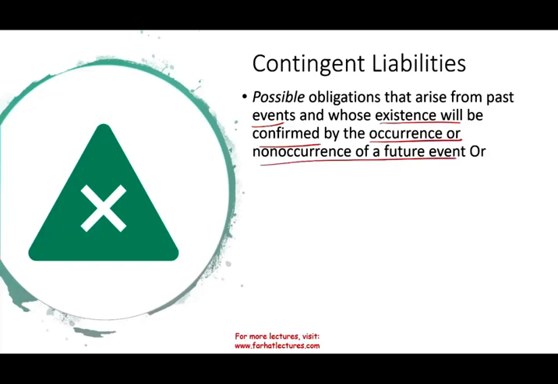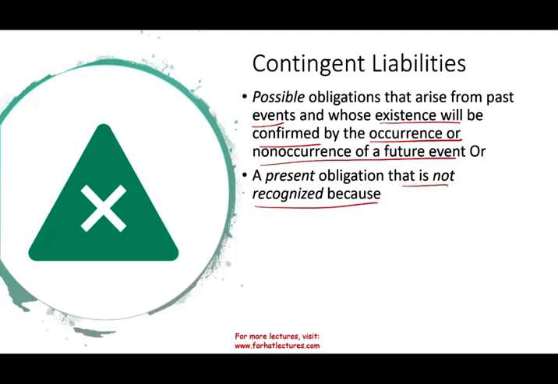So basically, simply put, something happened in the past, and we're waiting for the future to see if the liability will occur or not. A classic example is a lawsuit. Someone sues you. That's a contingent liability. Why? Because you might lose depending on the outcome by the judge and the jury. Okay? Or a contingent liability exists when you have a present obligation that is not recognized. Why can't you recognize it?